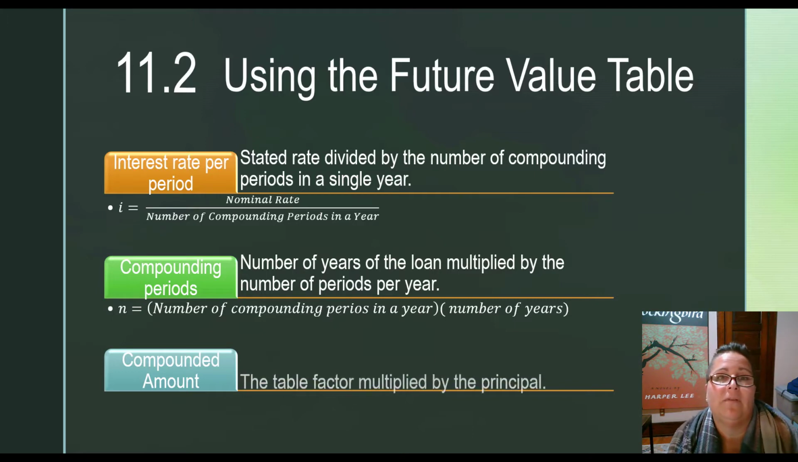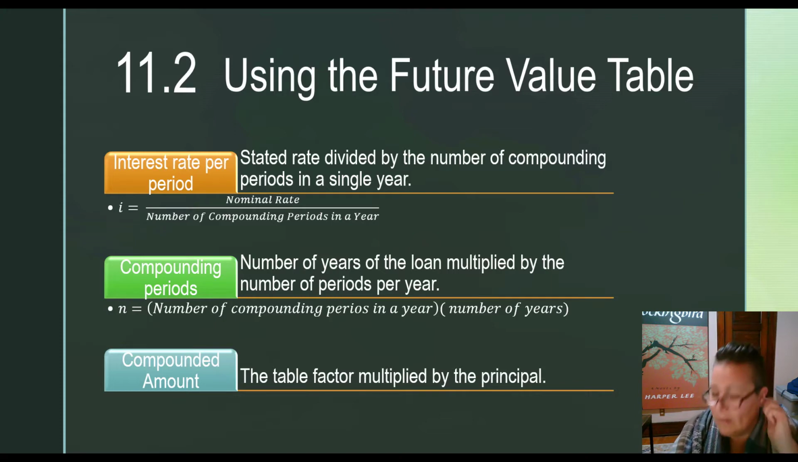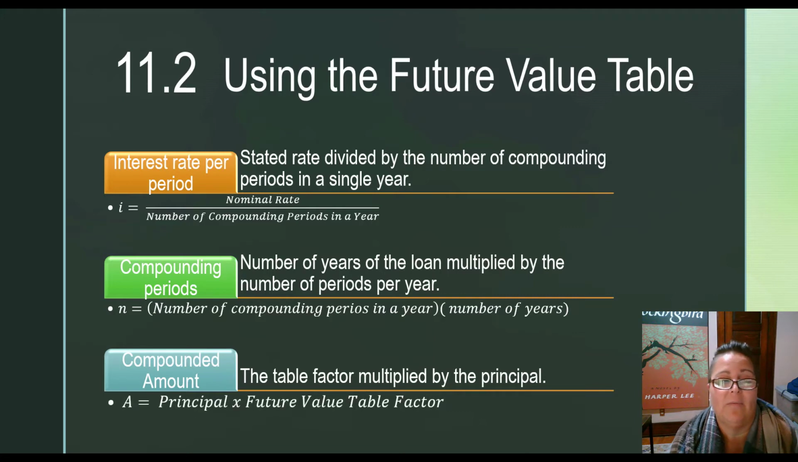Lastly, you have to be able to find the compounded amount. This is the principal, sorry, multiplied by the table factor. So the compounded amount, also sometimes called the future value or the goal amount, should be the principal times the future value table factor.